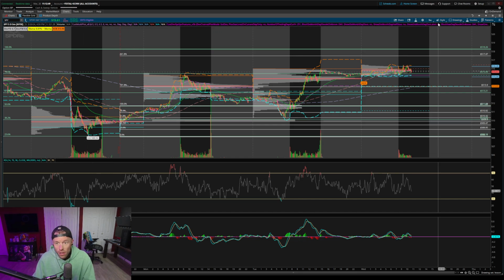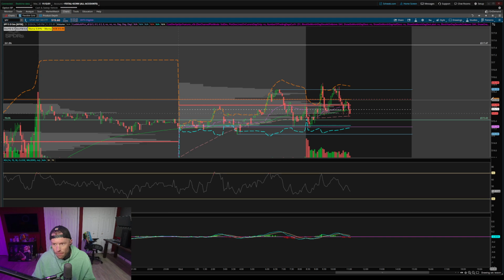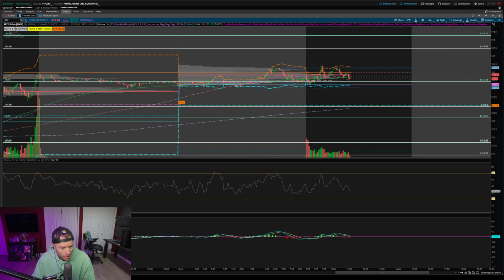Where'd my drawing tool go? That 1618, this is what's going to happen. The continuation back to the 100 in the golden pocket for hopefully the psychological FOMC, what we're looking for, happens here at the 10 SMA.